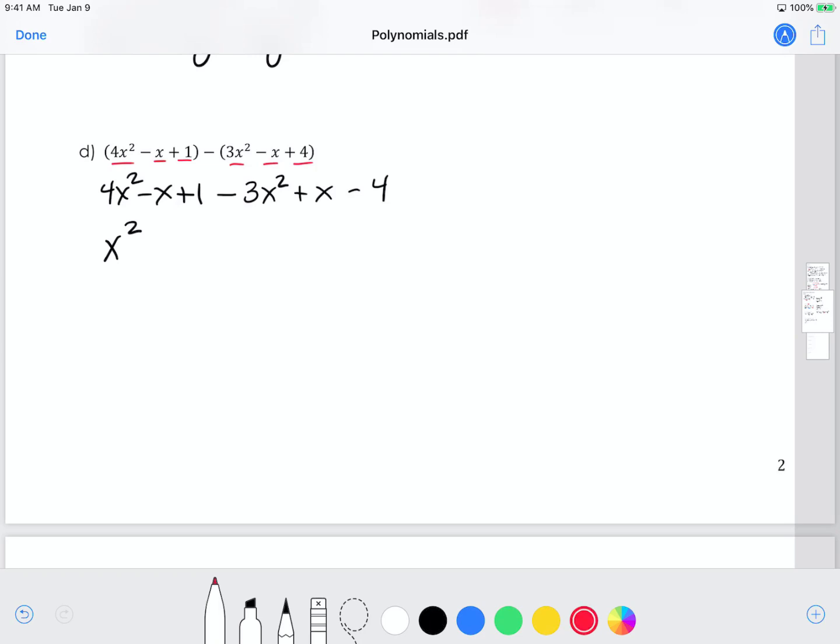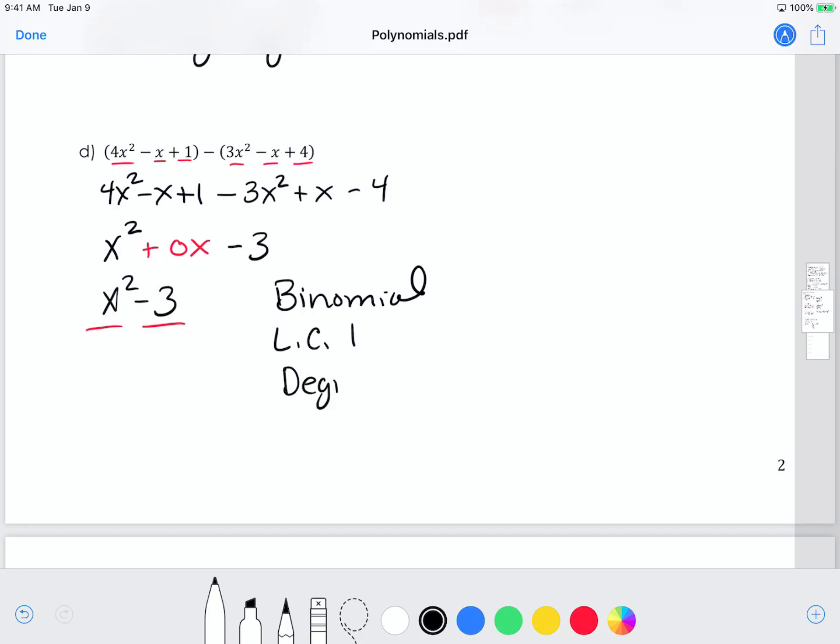If you want, you can write it in there, but you don't have to. And then I can combine the 1 and the negative 4. That gives me a negative 3. So my final answer, because I have 2 terms, this is considered a binomial, and my leading coefficient is 1.